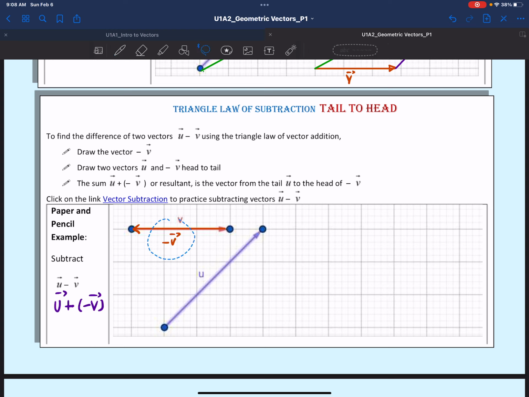Now, because we're adding vector negative v to vector u, we are going to place the tail of vector negative v onto the head of vector u. So here is the head of vector u, and here is the vector negative v. So the sum of vector u with negative v will be, again, the vector that connects the tail of vector u, the first vector, with the head of the vector negative v, so the vector that we're adding.